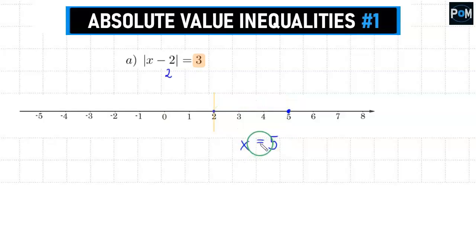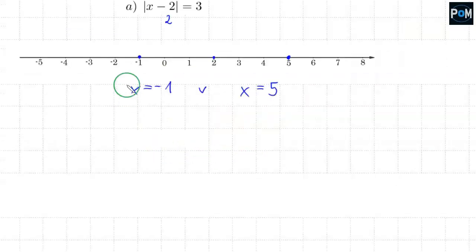But also from this number 2, at a distance of 3 units, we can find a number to the left. If we go 3 units to the left, we'll end up at this number -1. -1 is also a solution. We have 2 solutions, x equals -1 and x equals 5. We need to add that this method will only work when we only have x here. There cannot be anything in front of x. There cannot be any number. There cannot be any sign. Only in this situation this method works.